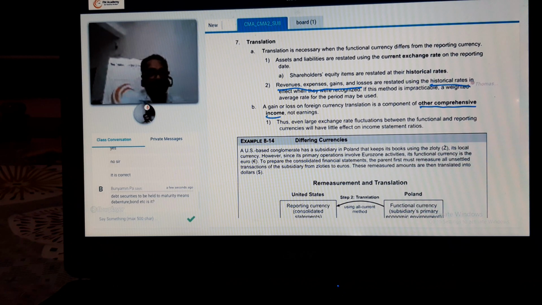Your P&L will always be at historical rate under both methods. Now, practically, they are also saying that if this method is impracticable, a weighted average method for the period, so we take an average. Let's look at an example. They are giving an example.